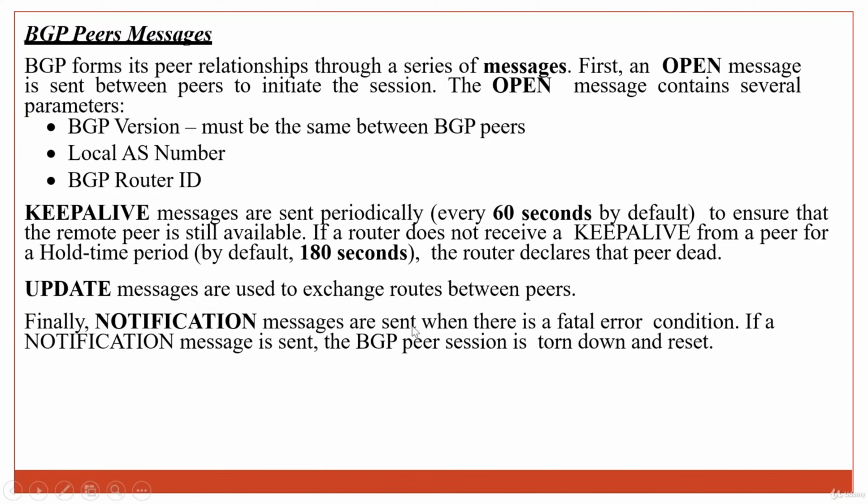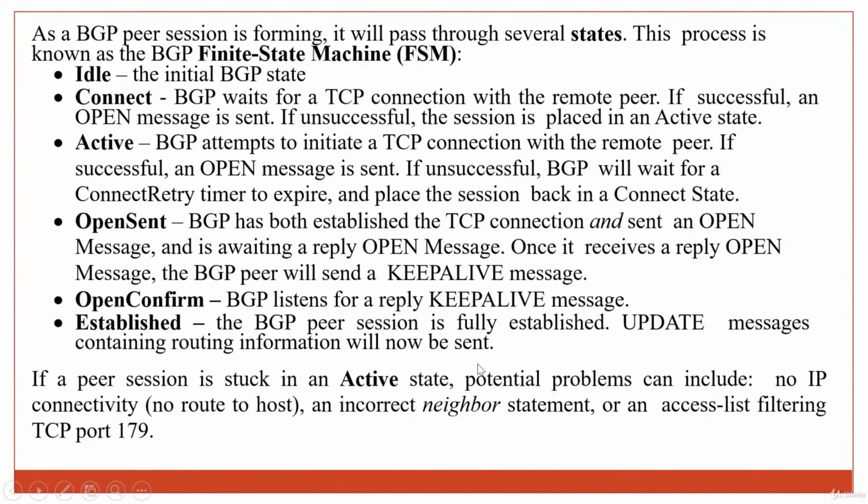Now this notification message is sent when there is a fatal error condition. If a notification message is sent, the BGP peer session is torn down or reset. Anyways, if your peer is down, that means you will send the notification that the peer is down. Then we have the update message that is used to exchange the routes between the peers.